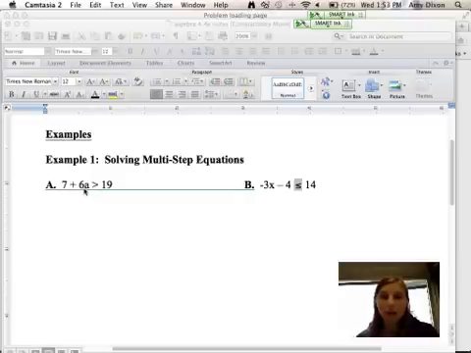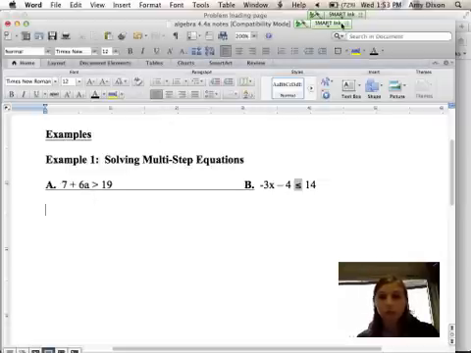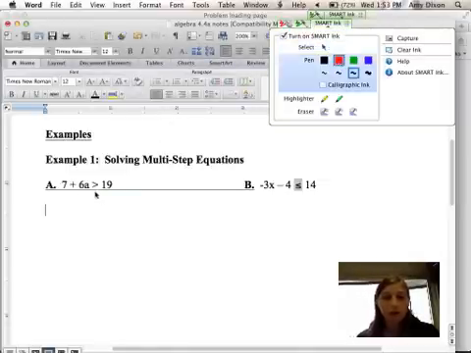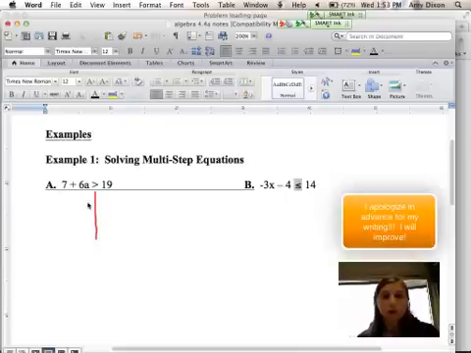Okay, we need to get a by itself. And you treat this inequality sign as though it were an equal sign. We can even draw a line if that helps. We can draw a line to help us keep track of the two different sides of the equation. And then what we want to do is get 6a by itself. So we're going to subtract 7 from both sides.